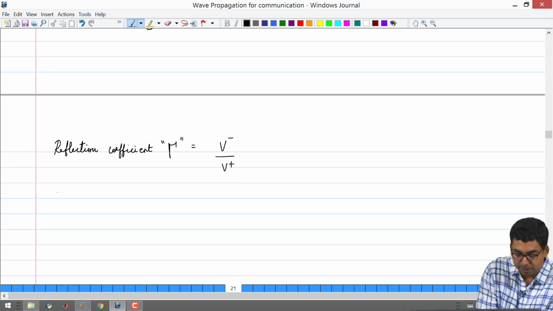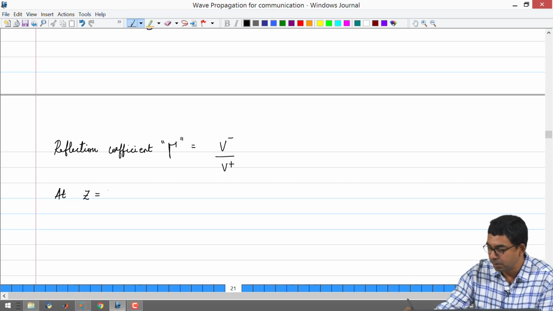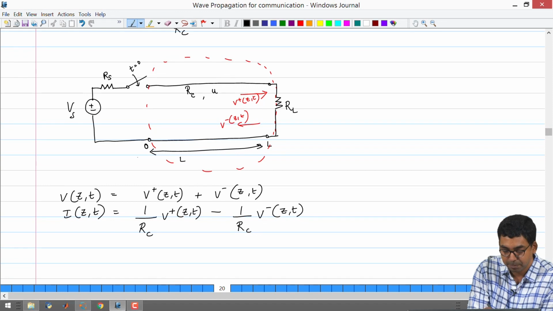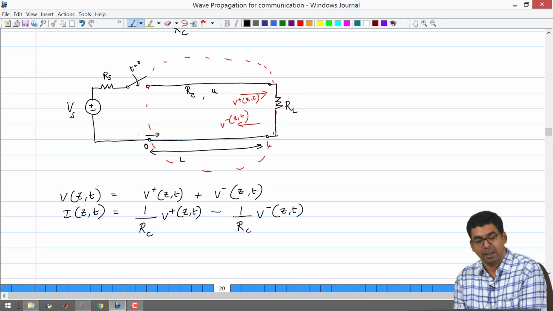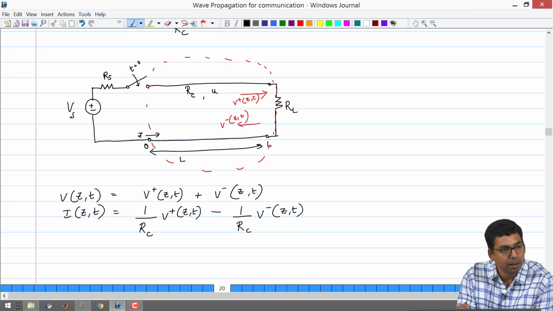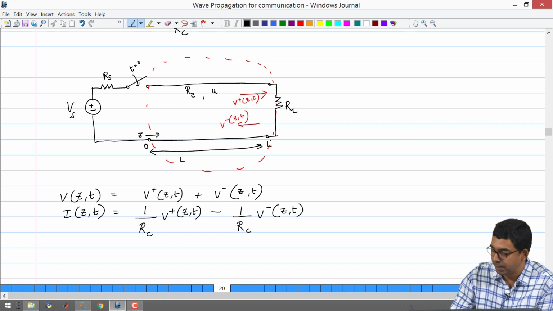So, I am going to start at the position Z equal to L. I will also mark what my Z axis is. This is my Z axis. At Z equal to 0, I will be at the source end. At Z equal to L, I will be at the load end.